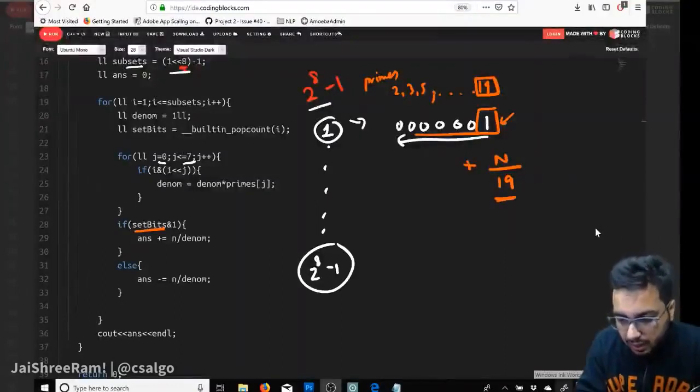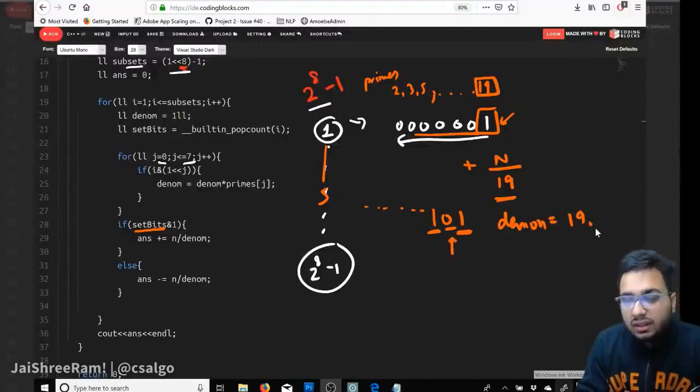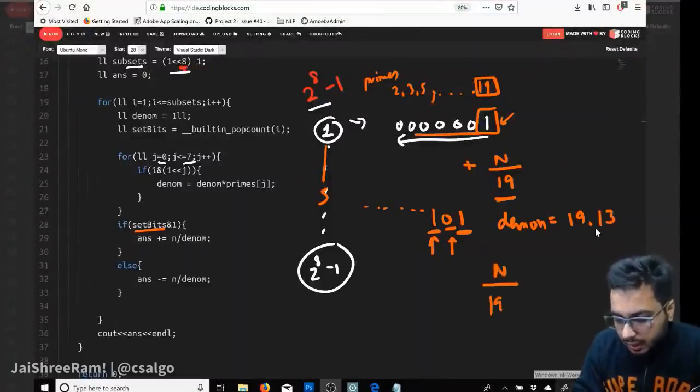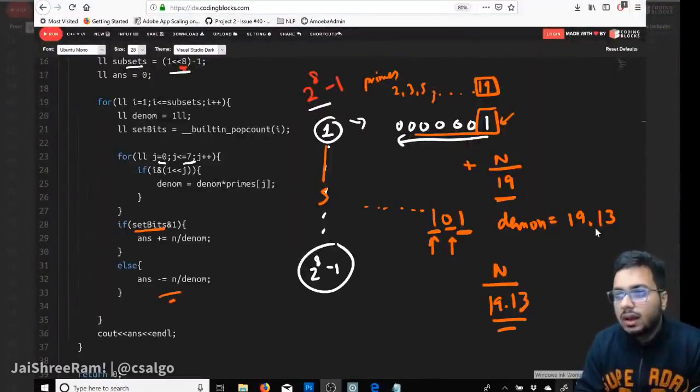Maybe next time I go to some number 5 which has 1001, so this will correspond to 19, so the denominator will become 19. Then I skip this prime number, so 17 is skipped. I take the prime number 13. So 19 into 13 will be there, and I'm going to do n divided by 19 into 13, and since the number of terms I'm combining here is 2, I will subtract this from my answer.